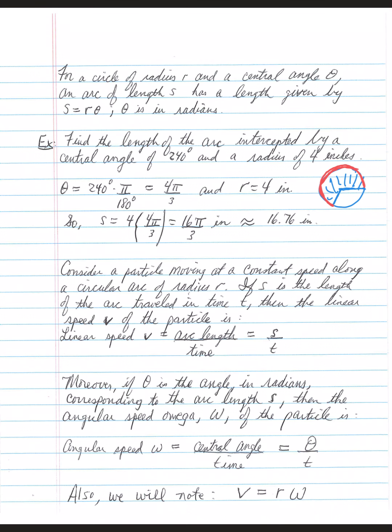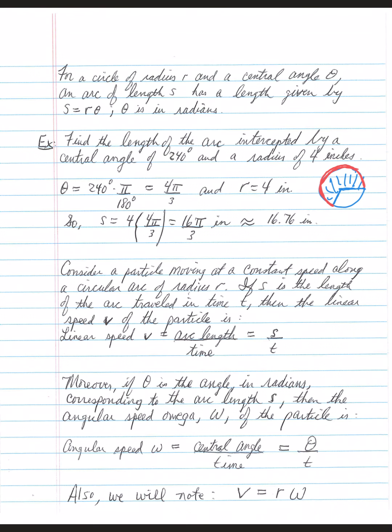Consider a particle moving at a constant speed along a circular arc of radius r. If s is the length of the arc traveled in time t, then the linear speed of the particle is arc length divided by time. Linear speed is denoted with a v, and that's equal to s over t. Basically, in this diagram, it's how fast the object is moving around the edge of the circle.